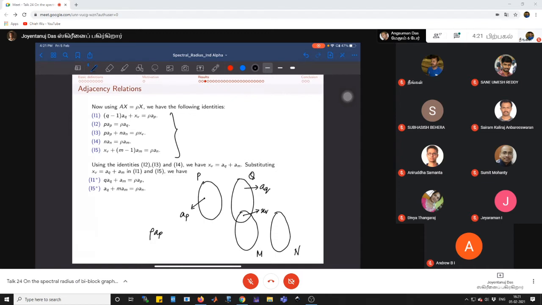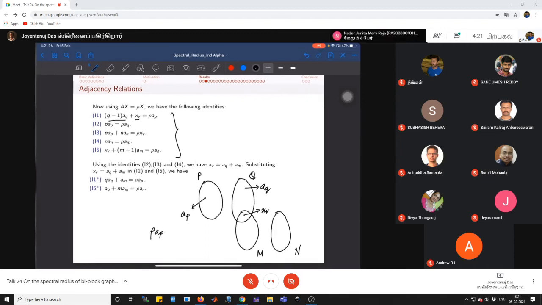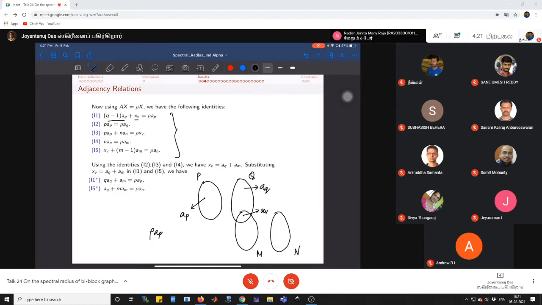So how many AQs are there? That is Q minus 1. So it is Q minus 1 times AQ plus H. Similarly, P times AP is equal to rho of AQ. And for the cut vertex XG, what I told, it will be connected to all the vertices in P and all the vertices in N. So it is P times AP plus N times AN is equal to rho times X. Similarly, we can get the equivalent.